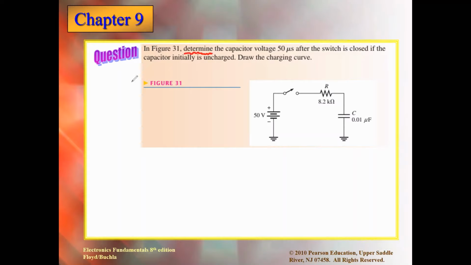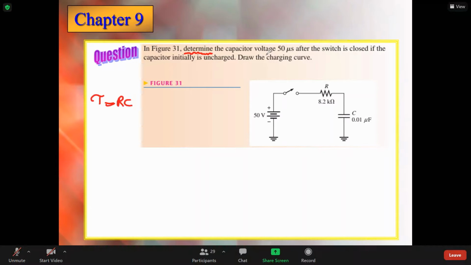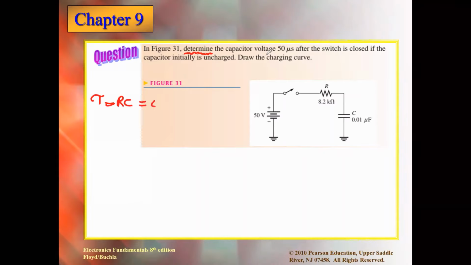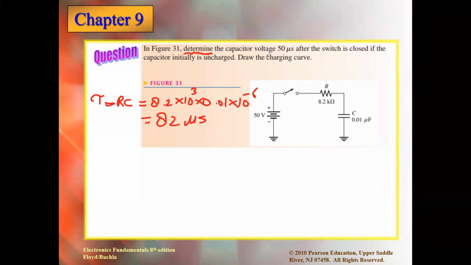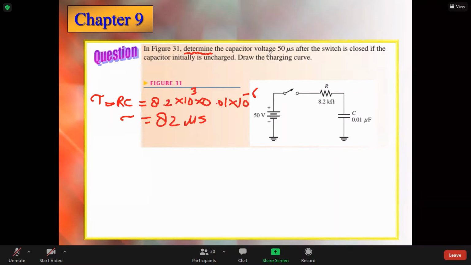We have R and C, so we can find the time constant. Yes, we can find the time constant, correct? The time constant is RC, and how much is R? This is 8.2 times 10 raised to power plus 3 multiplied by C, which is 0.01 micro, 10 raised to power minus 6. How much are you getting? It's going to be 82 microsecond. Micro, not milli. So this is tau. We got it from here.